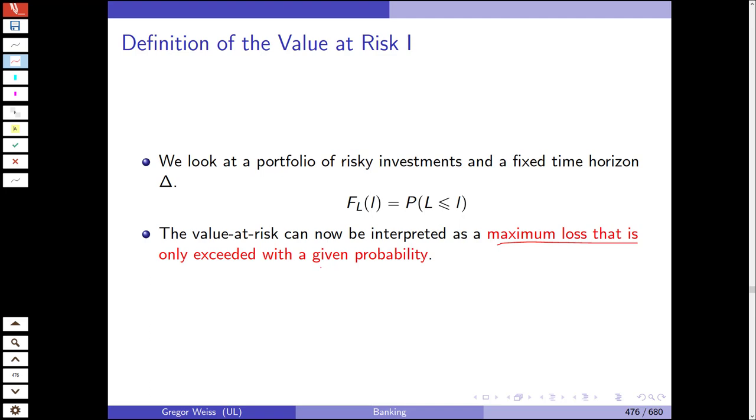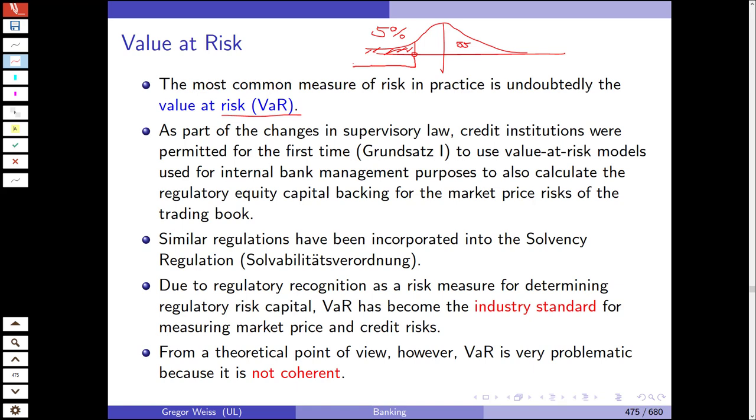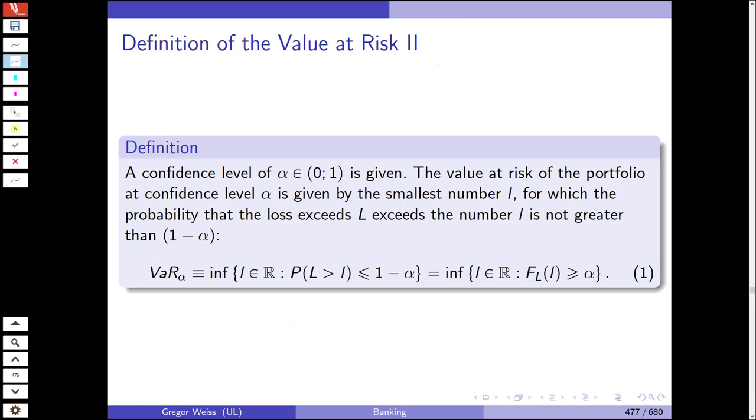So it's only exceeded in 5% of cases and not in 95. So this is the definition. We need a confidence level alpha, and value at risk is then given by the smallest number L for which the probability that the loss exceeds this number small L is not greater than 1 minus alpha. In other words, it's a quantile. For example, here, it's such a value.